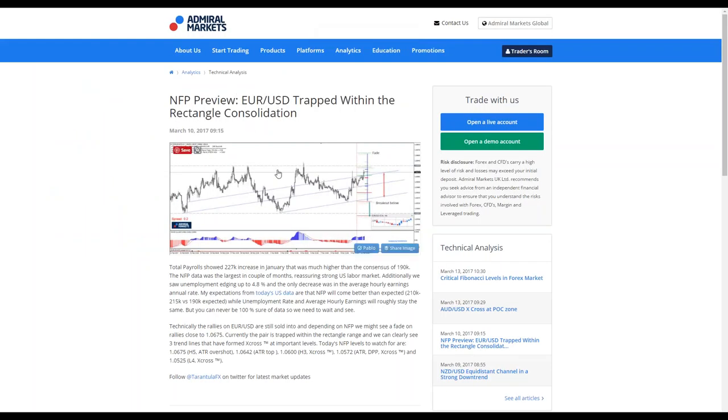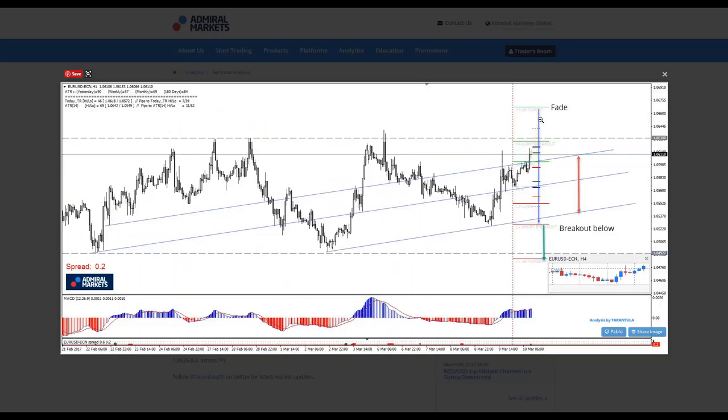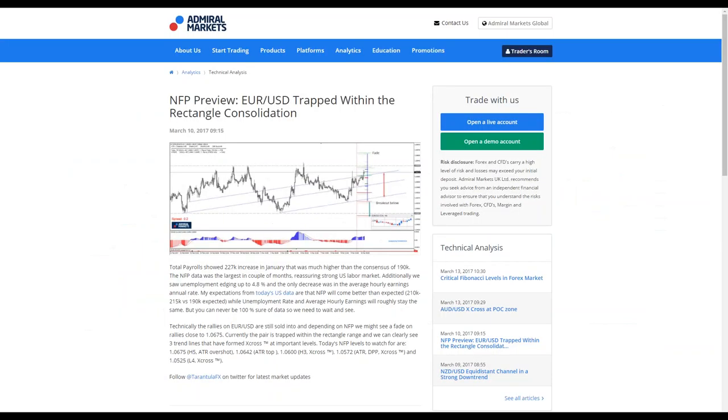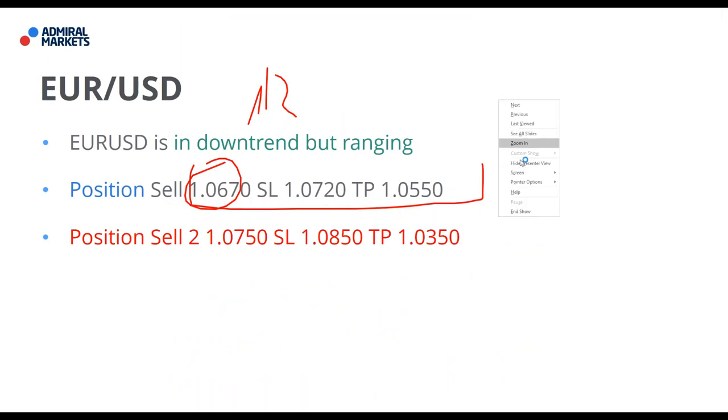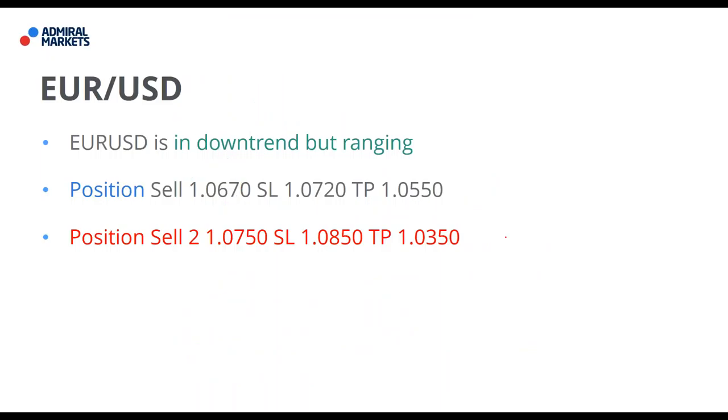Here, this was the NFP preview, and I said a fade could happen here. What happened? The price spiked to this POC zone, but then it went a little bit higher, and today it started to drop. 0720, which is a strong resistance, hasn't been met. So what I will do, I will take half of my trade and leave the rest running, so really minimum risk on this. We will see what will happen. But this is, guys, just a continuation from Friday.